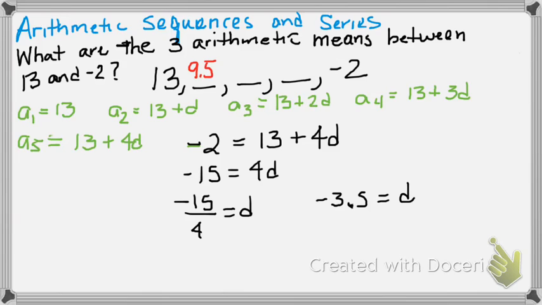All right, to get our third term, that would be 13 plus 2 times d. 2 times -3.75 is -7.5. So 13 plus -7.5 would be 5.5. All right, and then the next one would be 13 plus 3 times -3.75. And that's going to be 1.75.